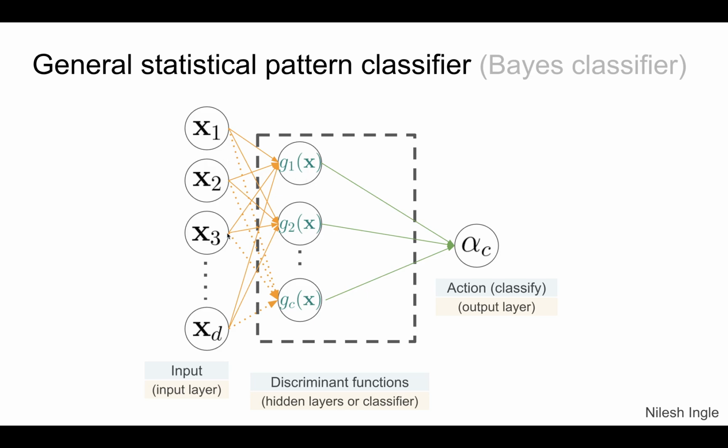Just to explain what this figure shows: we have these input values, and each of those values is connected to each of the nodes in the hidden layer, shown by the dotted lines and orange arrows. The dotted lines suggest that there could be more nodes here that also connect to these nodes. Then the output of these is used to take an action alpha to classify that sample to a particular class, and so that's the output layer.